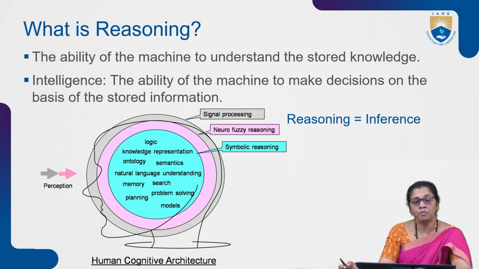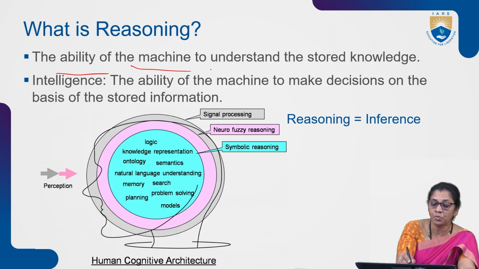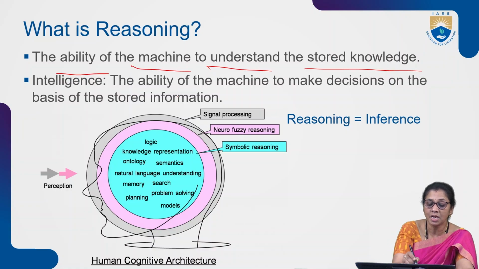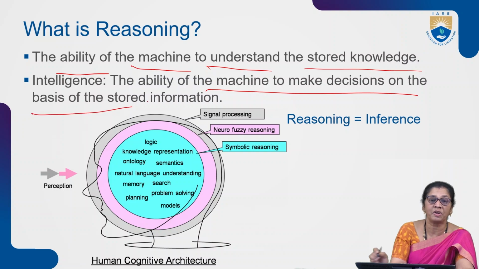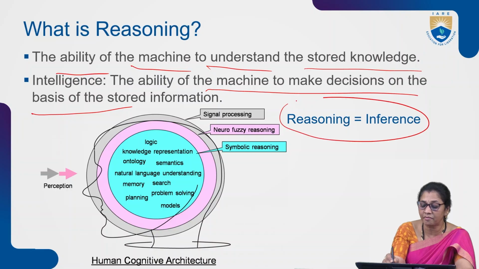Now we know what is knowledge, and we know what are the different methods of knowledge representation. Now we should know what is reasoning. What is reasoning? It is the ability of the machine to understand the stored knowledge. How does it understand the stored knowledge? It depends upon the ability of a machine to understand the stored knowledge. It is called reasoning. And here we are talking about intelligence. What is intelligence? It is the ability of the machine to make decisions on the basis of the stored information. So whenever we say reasoning, we can say it is inference.